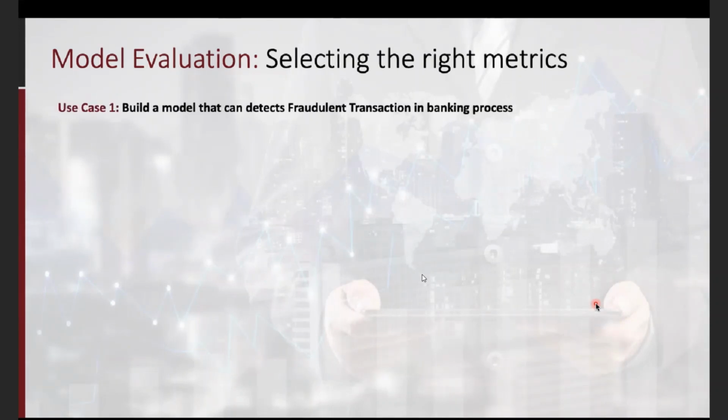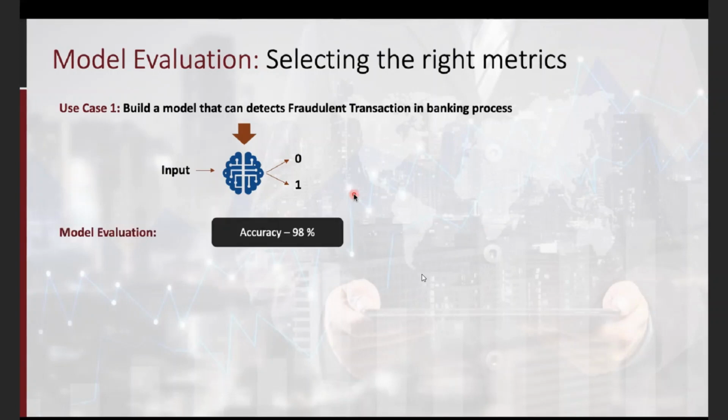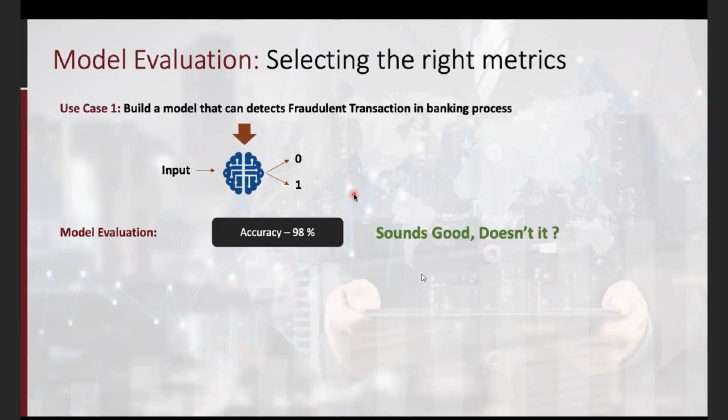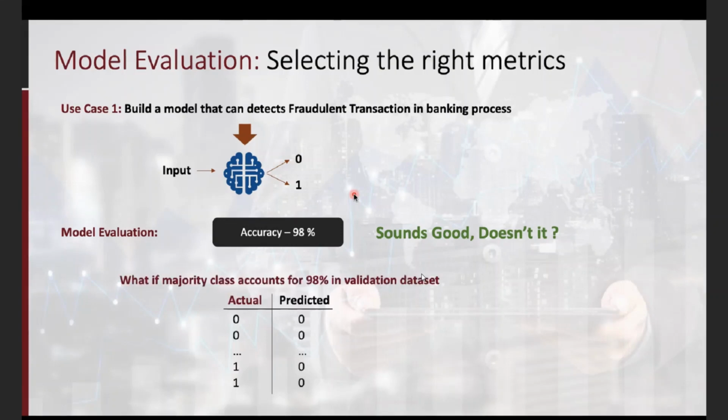So let's say you have a model that detects fraudulent transactions in a banking process, right? It will classify 0 or 1. You input the data, you get 0 or 1 as the output, right? And let's say while evaluating the model, you get an accuracy of 98%. This definitely sounds good, and a lot of data scientists get overwhelmed by these results and send it for deployment. But it's important to understand what kind of data we are dealing with, and is it the right metric to look at?